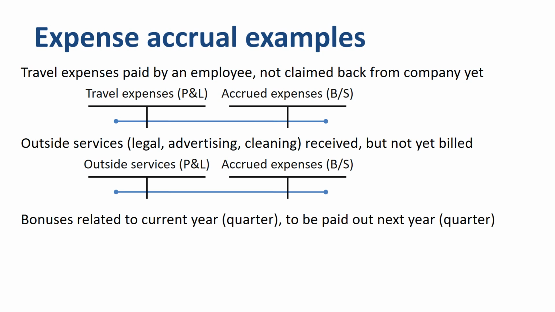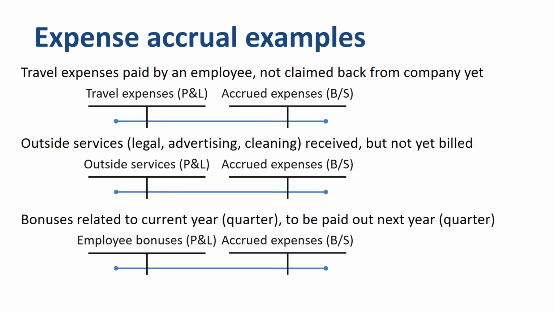Bonuses related to current year or quarter to be paid out next year or quarter. Setting bonus targets, tracking progress, and processing payments is usually a cross-functional responsibility between HR, finance, and functional managers. An accrual can be made to correctly state the cost for the period by debiting employee bonus expenses in the profit and loss statement or income statement and crediting accrued expenses on the liability side of the balance sheet. When the payments do take place during the next period, this will be a balance sheet to balance sheet entry, where the accrual is debited and the cash is credited.